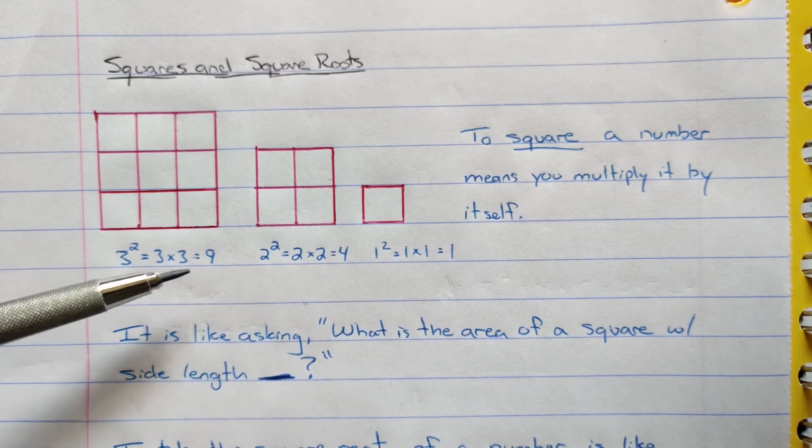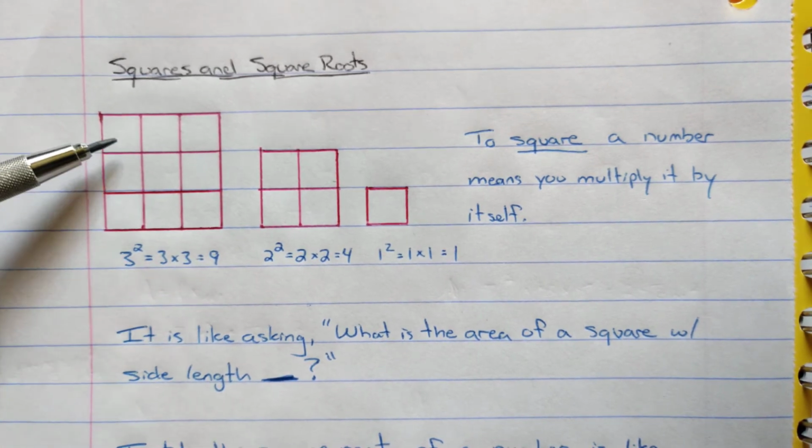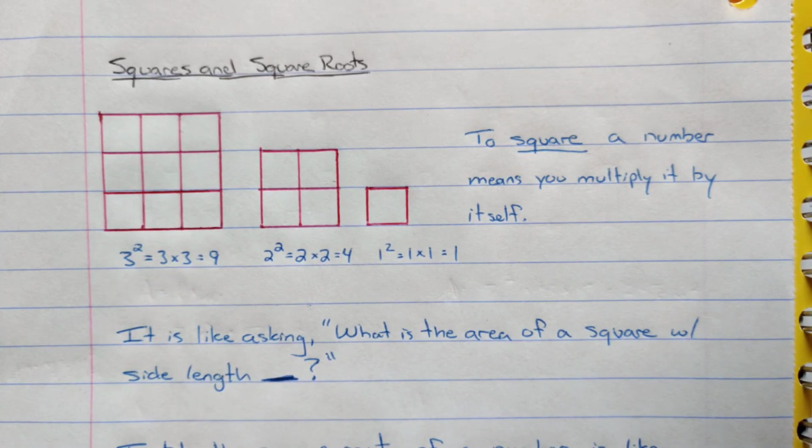So here I got 3 squared. 3 squared is 3 times 3, or 9. Visually you should be able to picture in your head when you hear 3 squared, a square that is 3 by 3. 2 squared, you should picture a square that's 2 by 2. So you should actually picture a square. Squares are related to the areas of a square. We're really looking at an area of a square.